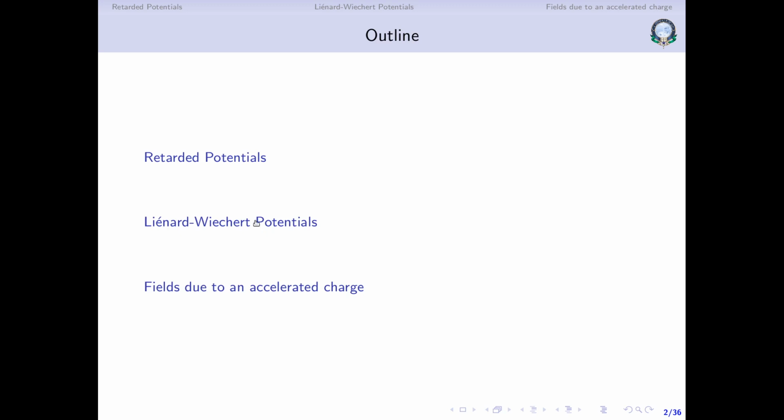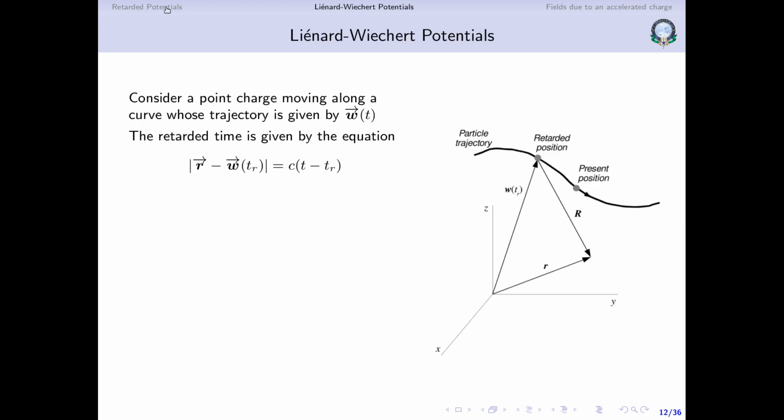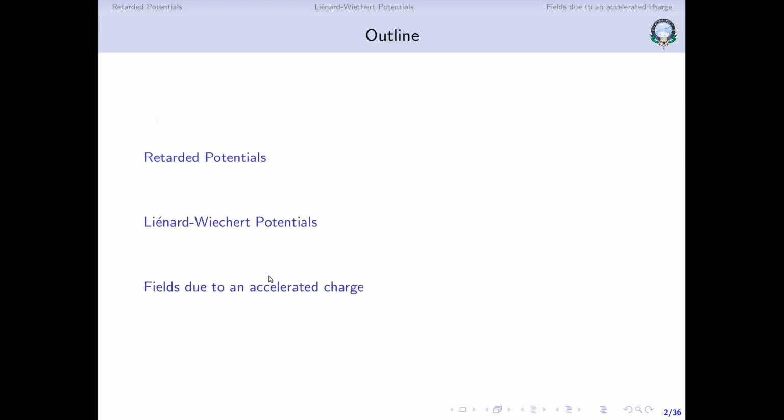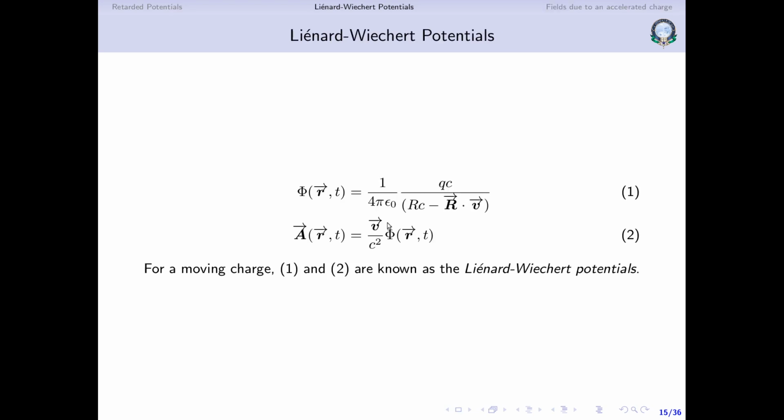In the previous lecture, we were discussing the Liénard-Wiechert potentials. We had obtained the Liénard-Wiechert potentials by considering a point charge which is moving along a certain trajectory. And now we are going to apply these Liénard-Wiechert potentials and find out the actual electric and magnetic fields. Okay, so these are the Liénard-Wiechert potentials.